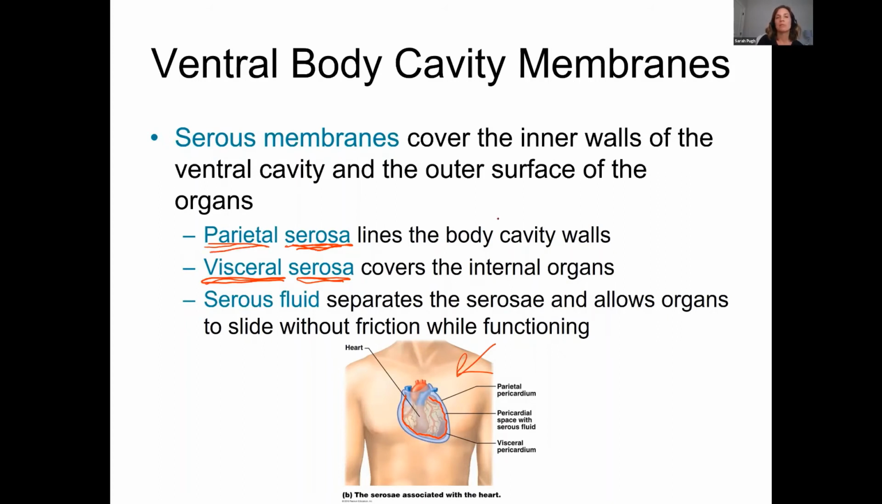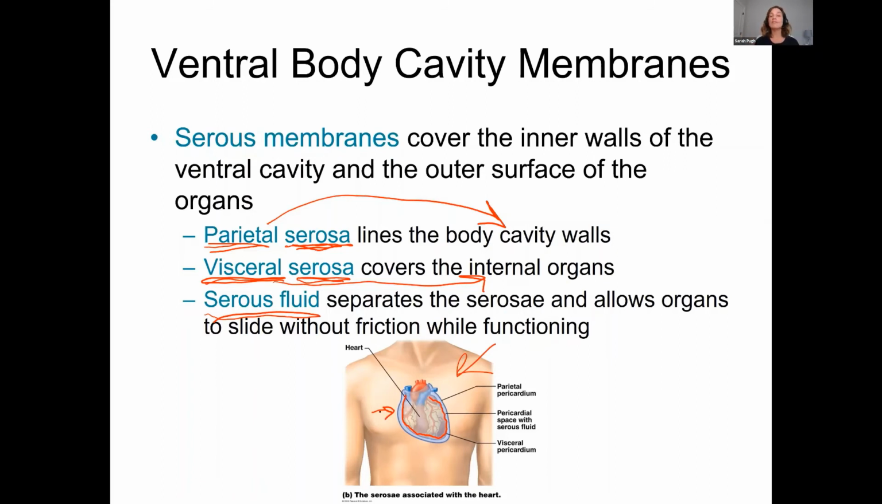Okay, so parietal serosa is in the cavity. Visceral serosa is the one that's on the organ. And then those two are going to be separated by fluid called serous fluid. You can see in this picture, I drew in red on top of the visceral serosa. Now that blue line on the outside, that is the parietal serosa. And you can see between the two, there is a space, and that space is filled with serous fluid.